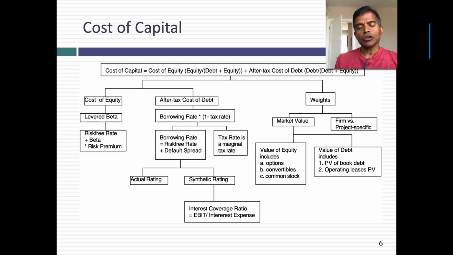To get the after-tax cost of debt, I have to multiply my pre-tax cost, the borrowing rate, by 1 minus the tax rate. And the tax rate should always be a marginal tax rate because interest saves you taxes at the margin. So if I give you both an effective and a marginal tax rate, stay with the marginal tax rate. So that's my after-tax cost of debt.